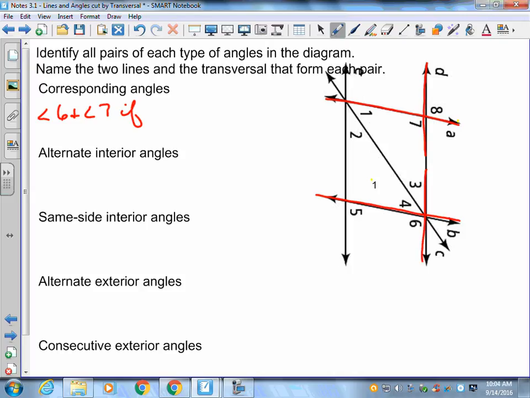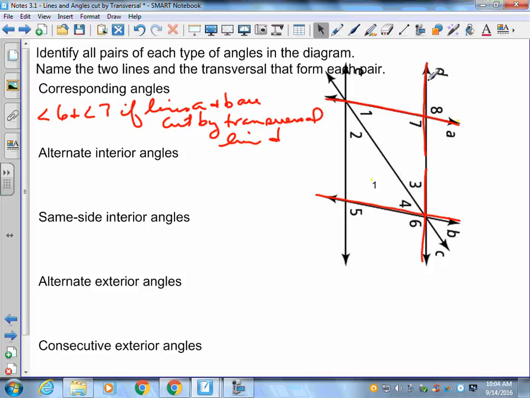So it looks to me that B, D, and A are the three lines doing the work. Does everybody see that? Which one's the transversal? D. So if lines A and B are cut by transversal line D, you said, right? Then those two angles are corresponding.